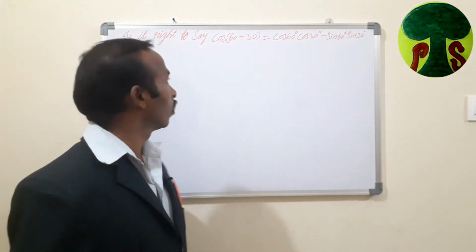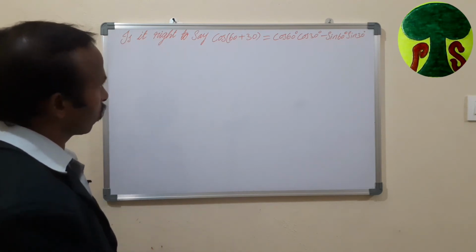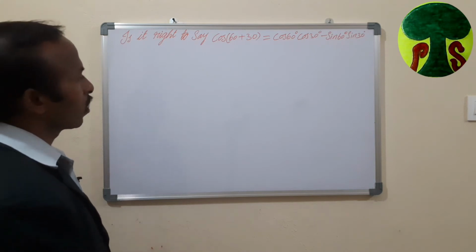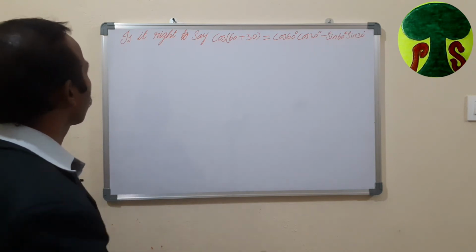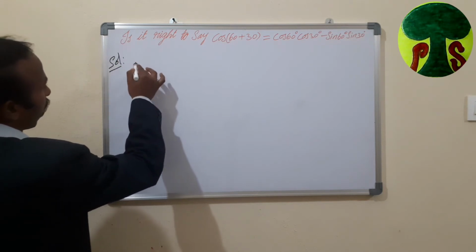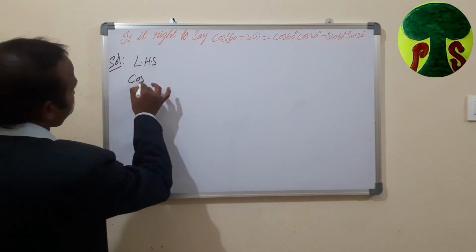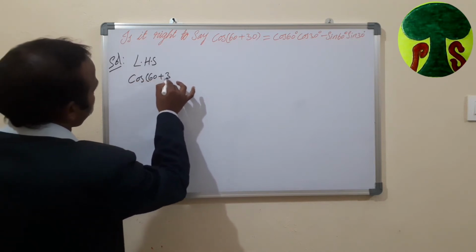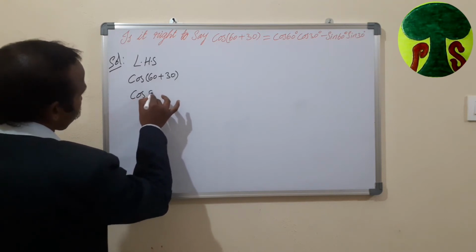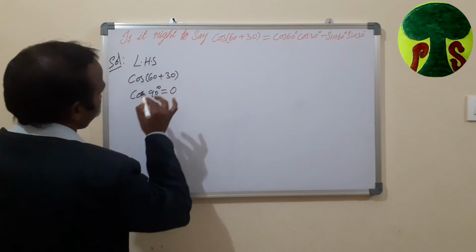It is on the board. Is it right to say cos of 60 plus 30 equals cos 60 cos 30 minus sin 60 sin 30? Now see the solution. The given LHS is cos of 60 plus 30. Cos of 60 plus 30 is cos 90. The value of cos 90 is 0.